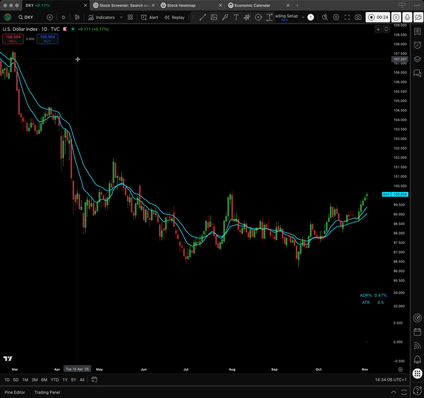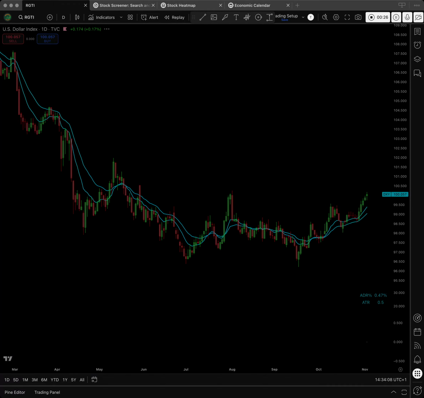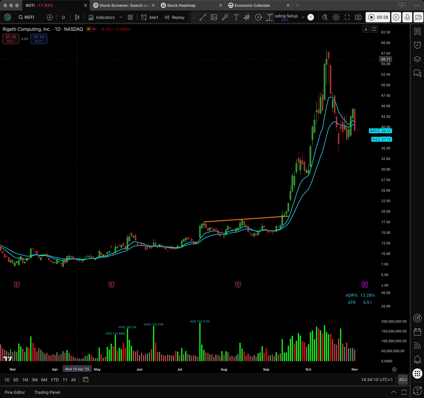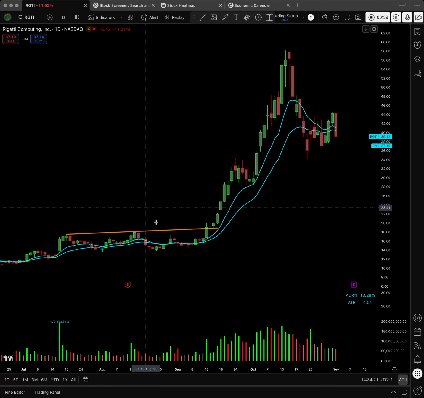Let's look at this first ticker here. Rigetti Computing. Quantum computing name that's been very popular in the last few months. It came off the high here, but that's not what this is about. We're going to look at the breakout here through a trend line, as you can see in orange.